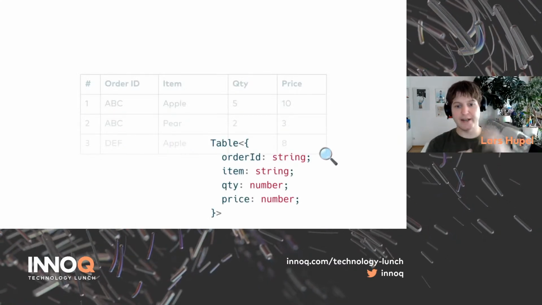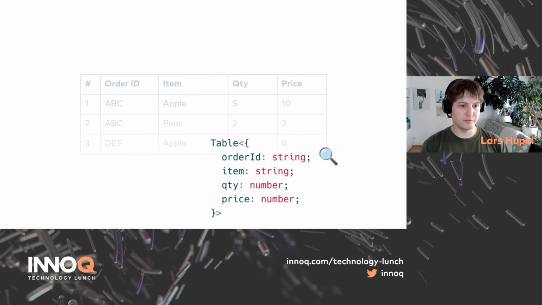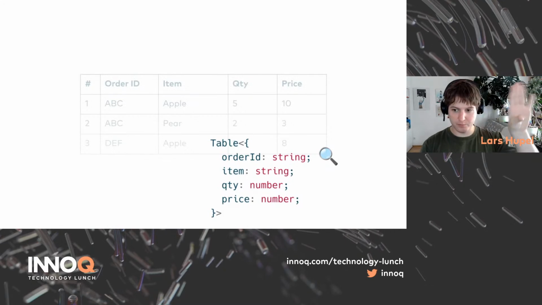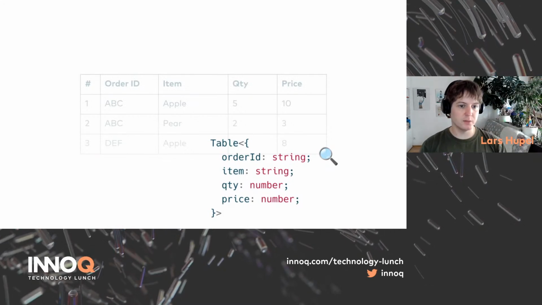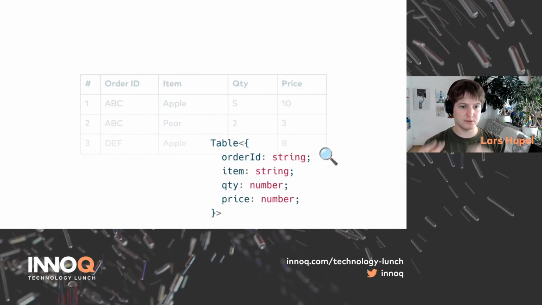And here's the object type now that represents all of the columns. So we have 4 different columns here. I've moved out the index column for now. And I say that there's an order ID, which is of type string, an item of type string, and quantity and price of type number.